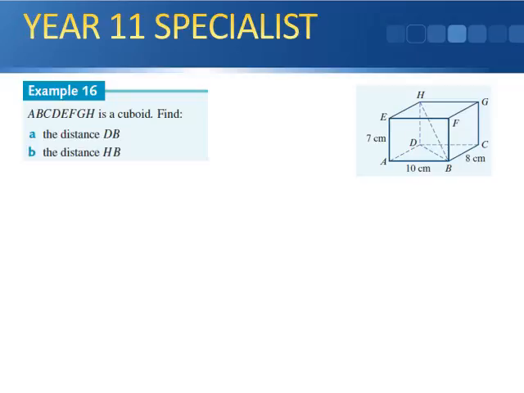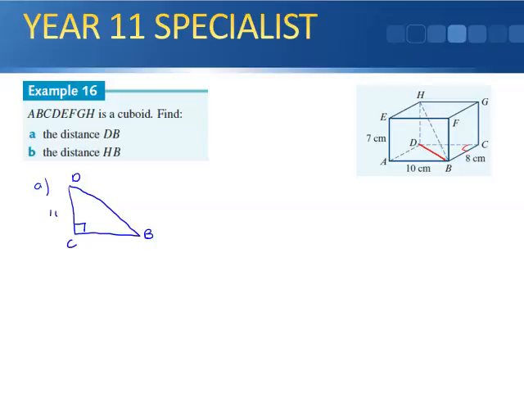Example 16, we have this cuboid. It says find the distance from D to B. Now there's the distance, I'll do it in red, from D to B. If I was to work this one out, that's on the bottom, so that's the floor. So I've got a little right angle here, so I'm going to use that one. Drawing mine up, this is for part A, a right angle triangle. That is in there. I'm working from D to B, and that's my C.